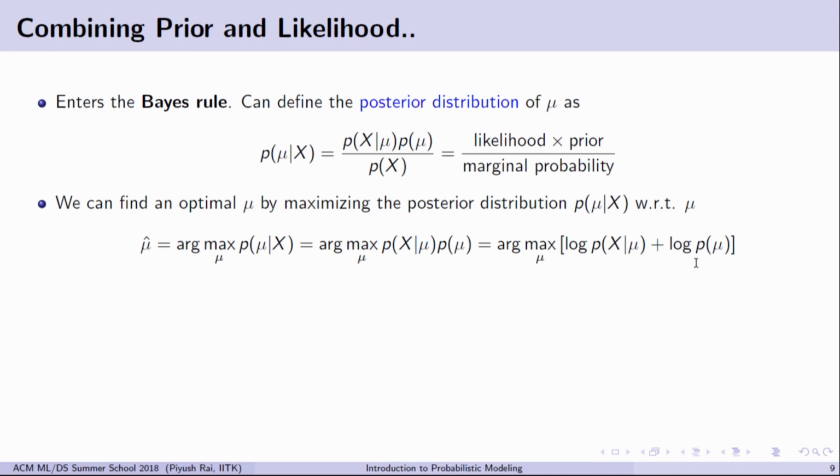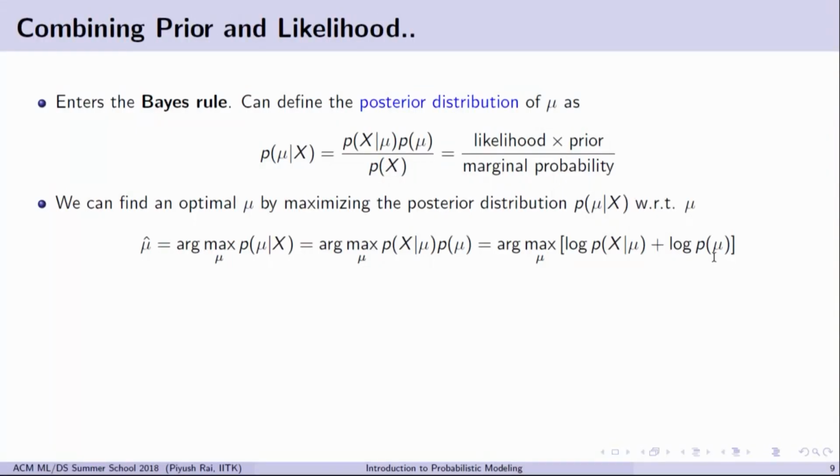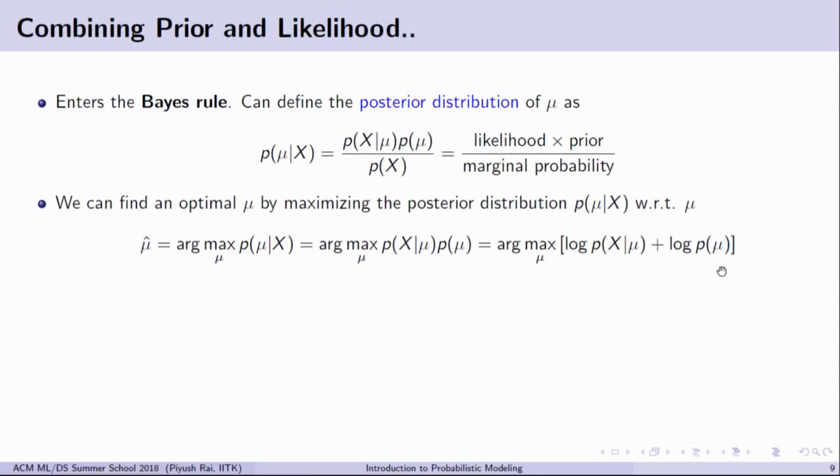Now if you compare this with the previous formulation of maximum likelihood, it's very similar, except that we now have this log of prior. In the previous case, we just had argmax log of P of x given mu. That was maximum likelihood estimation. But now we have log of P of x given mu plus log of P of mu. So we have an optimization problem with this additional factor of log of the prior distribution.